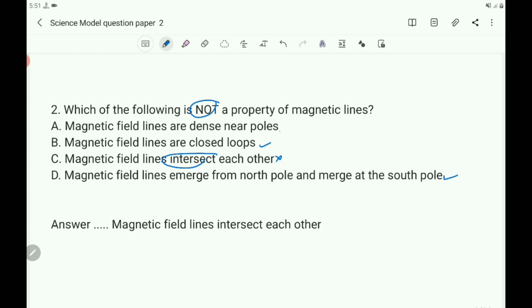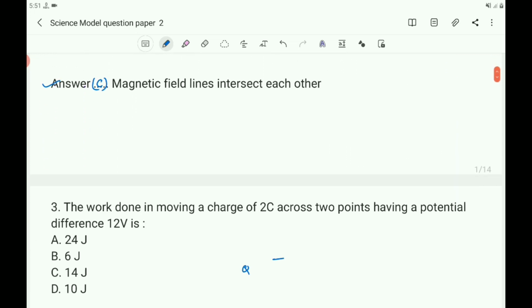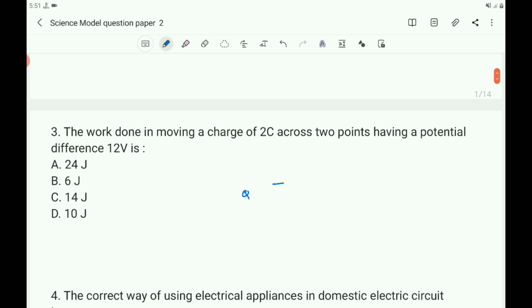All these are the properties of magnetic lines, and this is not a property because the magnetic field lines do not intersect each other. So you take the answer C. C is the answer, that is magnetic field lines intersect each other. Then you take the third one.